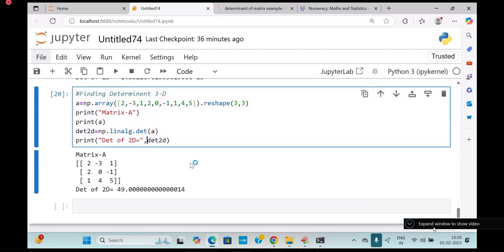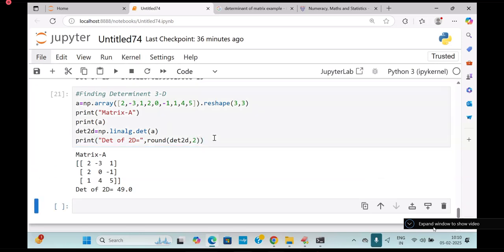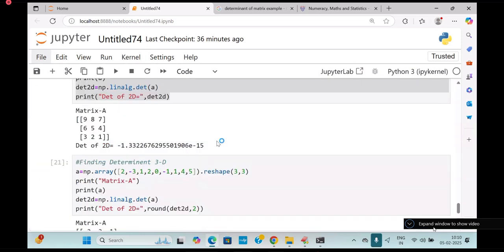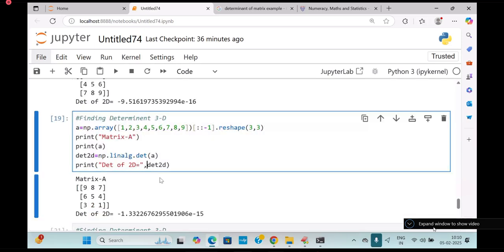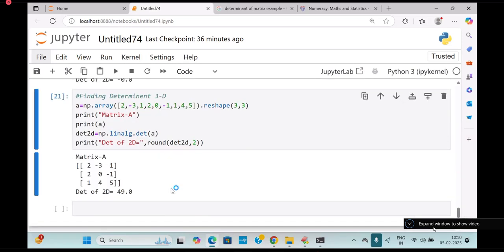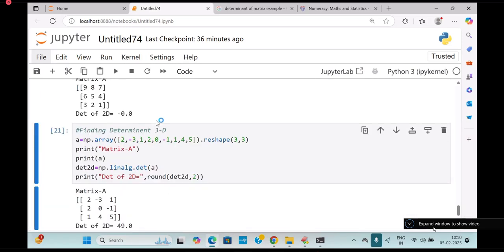If you want to round it off, you can say round it off. This part also you can say, comma, 2 digits. So you'll get the answer like this. Even if you go to rounding off, once you apply it, you can also see the rounding of the value. Here you are going to get it.